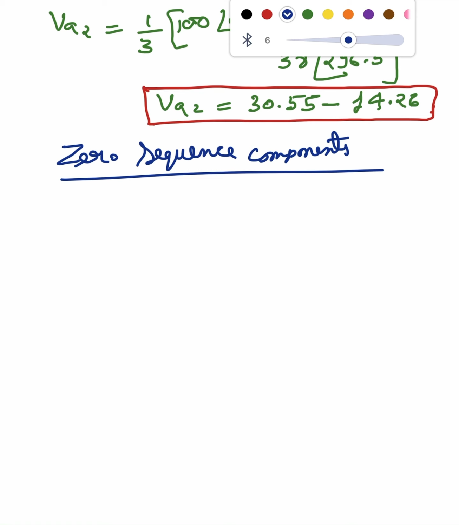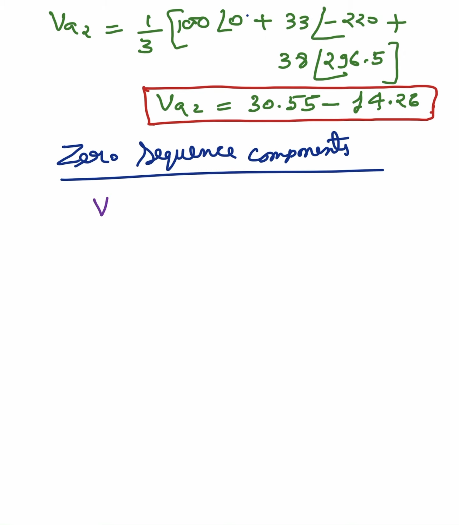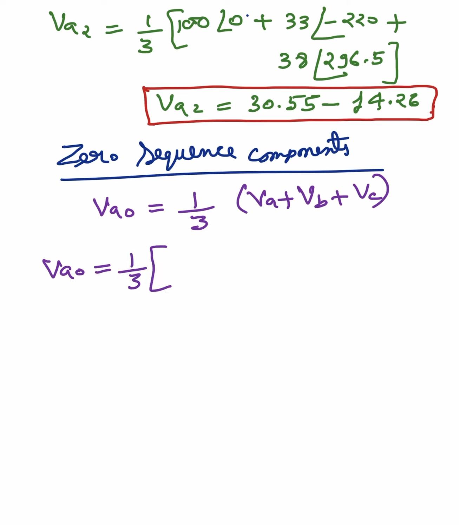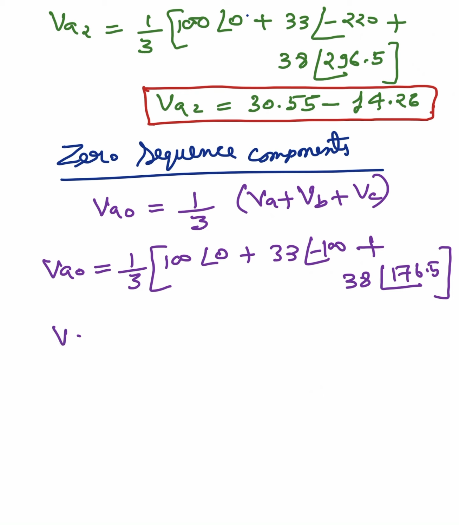So in this case, how you can calculate it: VA0 is equal to 1 upon 3 times VA plus VB plus VC. Here VA is 100 angle 0, VB is 33 angle minus 100, and VC is 38 angle 176.5. So VA0 is equal to 1 upon 3, and you can add them.